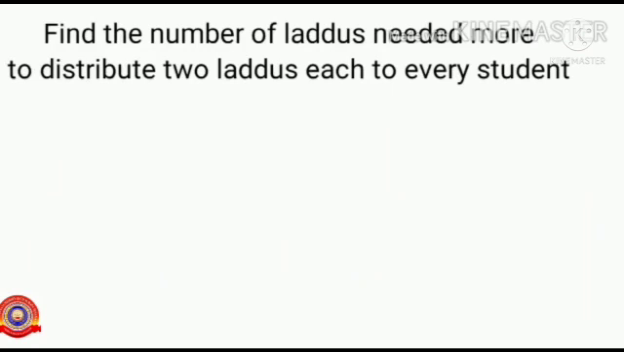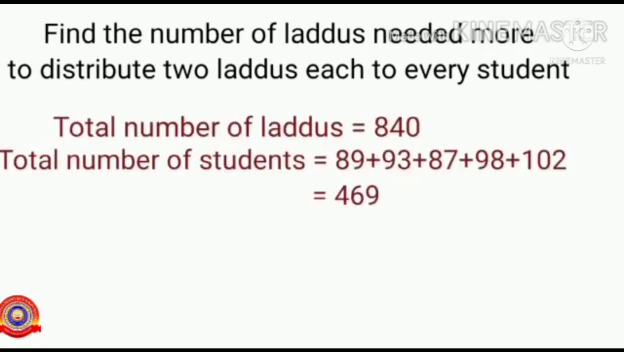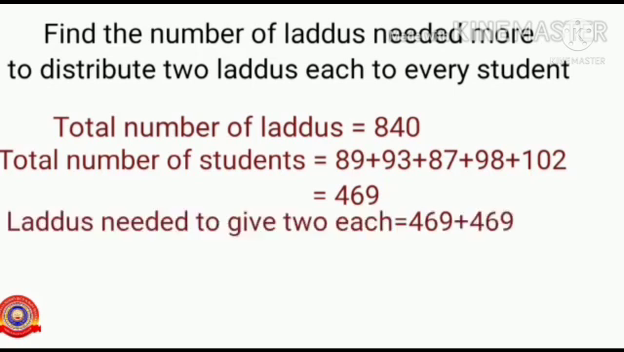Children, listen to this question. Find the number of laddus needed more to distribute 2 laddus each to every student. You know, total number of students are 469. If one laddu is given to each student, we need only 469 laddus. If 2 laddus are given to each student, we need double of 469. That is 469 plus 469.